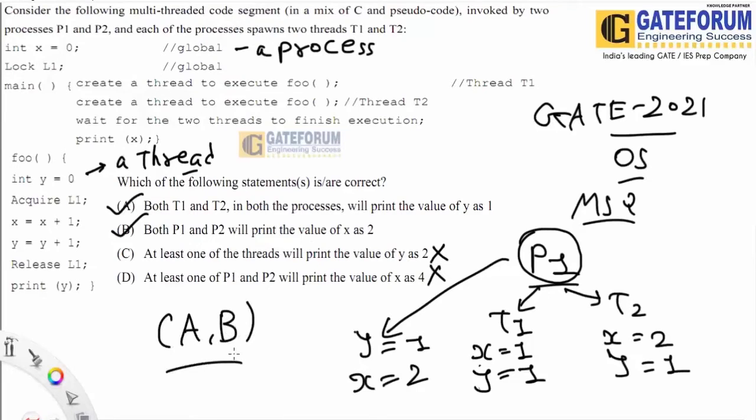I hope you understood the question. This is a very simple multi-threaded question, in which we have a synchronous or serial execution of each and every thread. So I recommend you to practice this question, and all other questions of this type, as much as possible.